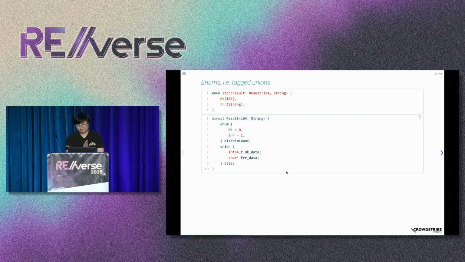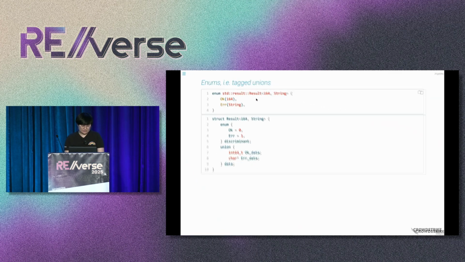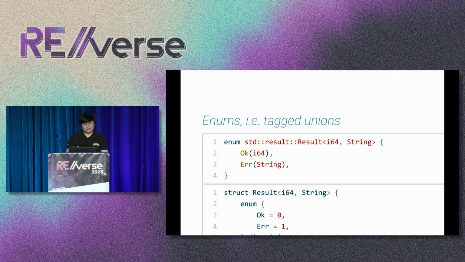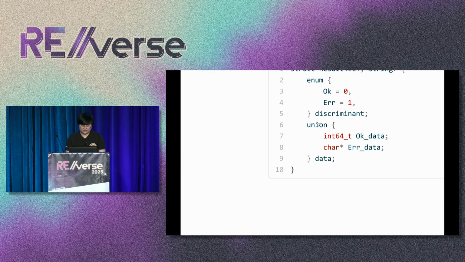Rust just combines both that metadata that you would usually need to carry around and the union itself into one concept called enums, where in this case, this is a tagged union that can either contain a 64-bit integer or a string. And the C-like representation looks like this, where you have a union as well as some integer tag that's attached to it.